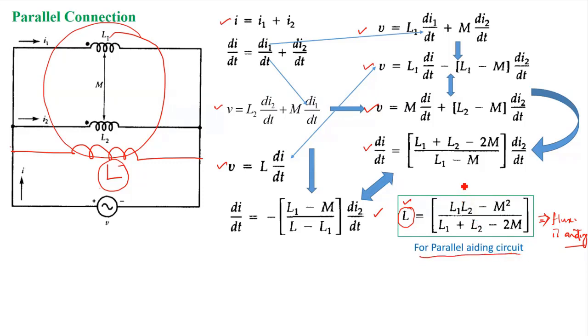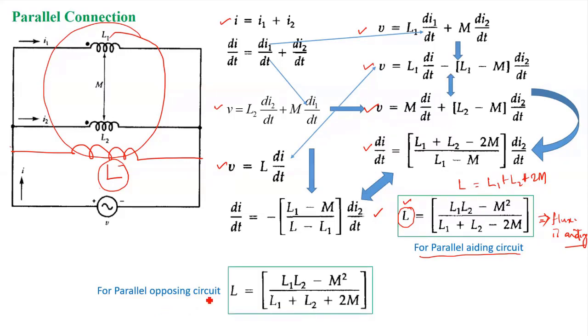For the series adding circuit, we found the equivalent inductance as L1 plus L2 plus 2M, right? This is for the series adding circuit. Similarly, for the parallel opposing circuit, if we again write the equations and finally eliminate L and find the expression for L, we'll find L1 L2 minus M square by L1 plus L2 plus 2M. So this will be the expression, and this is a home task you can do.